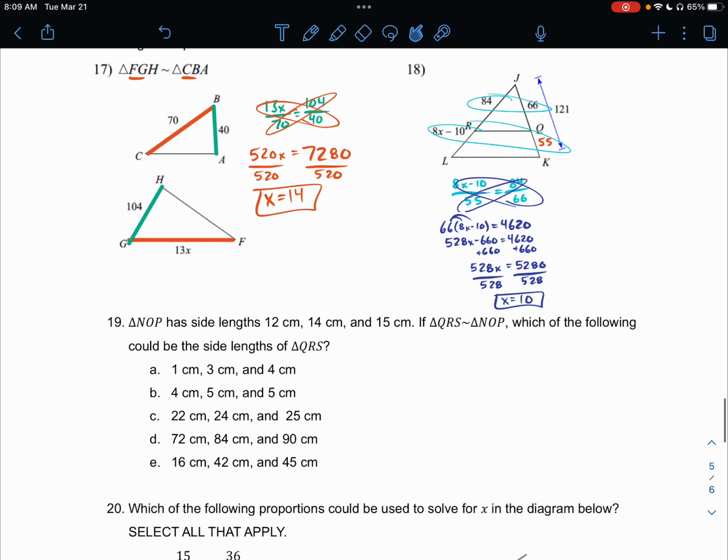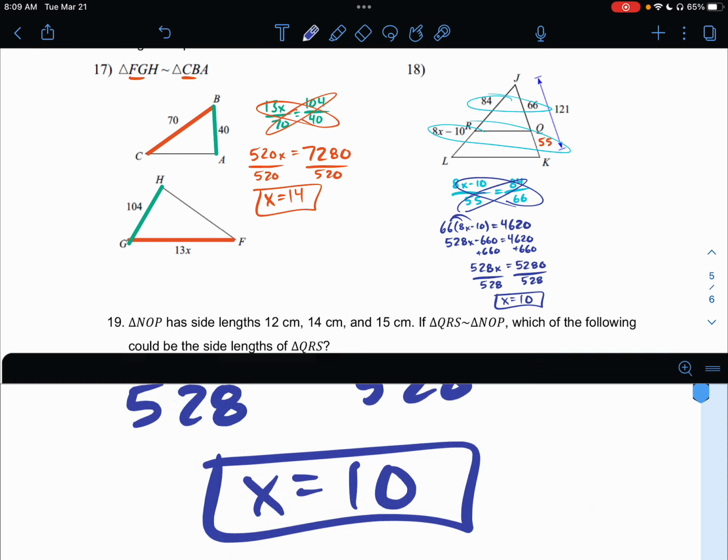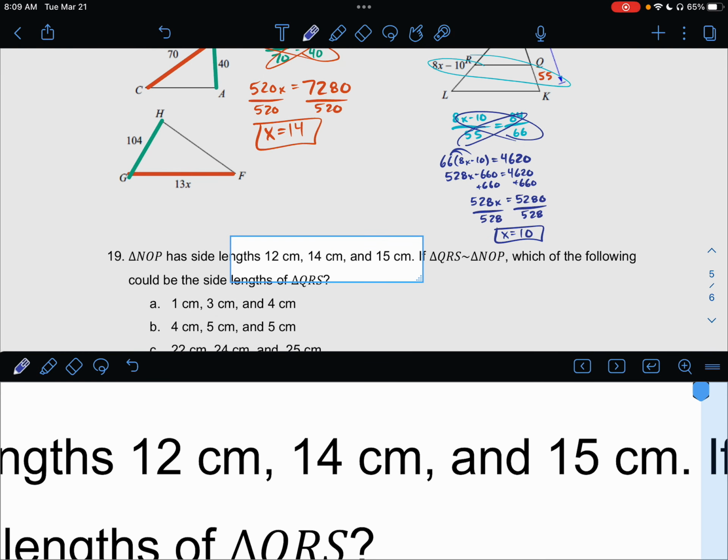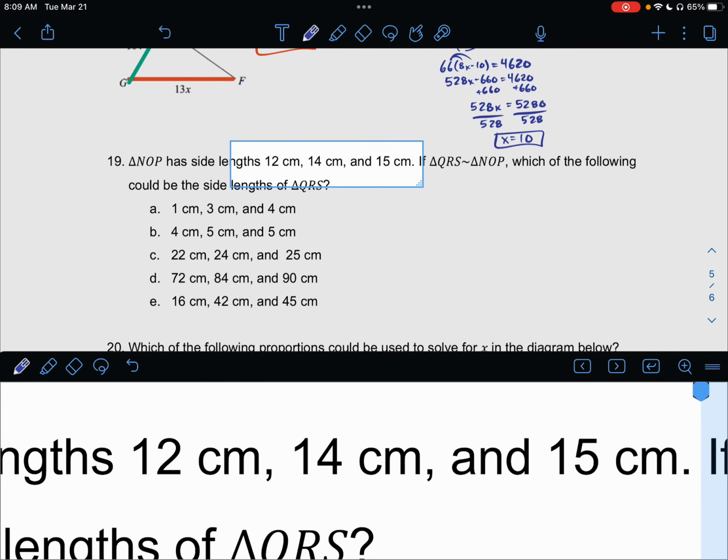Then I have this number 19. So triangle NOP has side lengths 12, 14, and 15. If QRS is similar to NOP, which is the value to be the side length of QRS. So 12, 14, and 15, these are three side lengths. What I want to do is I just want to see which of these ratios is proportional, and it's only going to be one.